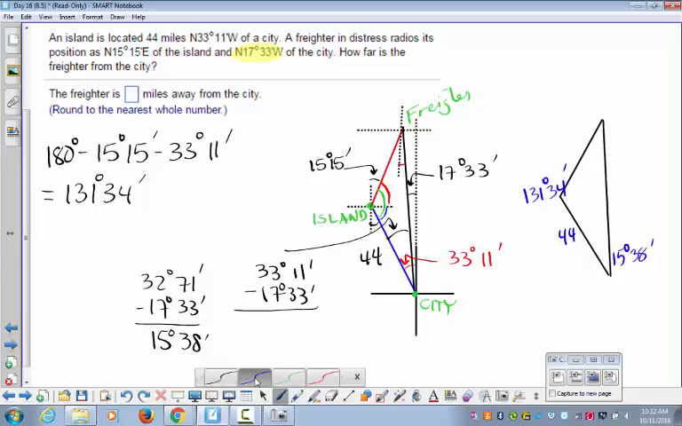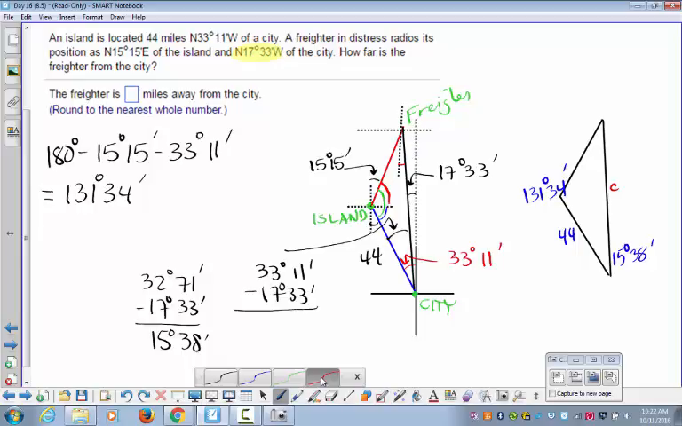And I forget, what does the question ask? How far is the freighter from the city? So we're looking for this long side here. So this is our unknown, let's just call it C. And do you see where to go from there?